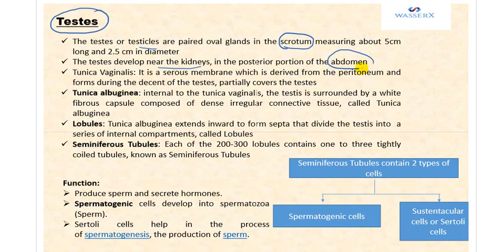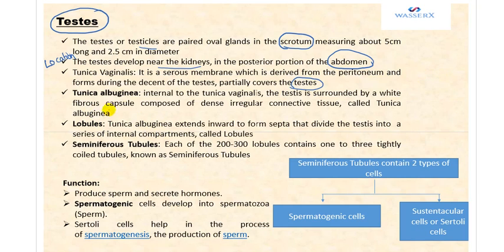So this is the location. And then the tunica vaginalis and the tunica albuginea. These are the layers of the testis. The tunica vaginalis is a serous membrane derived from the peritoneum and forms during the descent of the testis, and it partially covers the testis. That is, when the testis descends into the scrotum, away from the body.